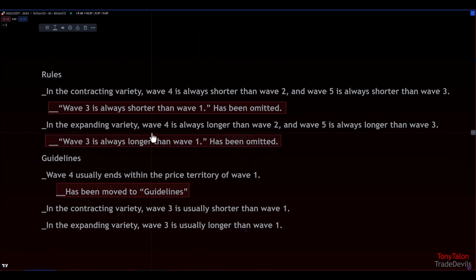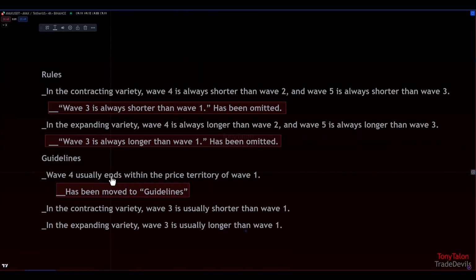In the expanding variety, wave 4 is always longer than wave 2, and wave 5 is always longer than wave 3. Again, there was a line in the old editions, 10 and 11 at least, that stated wave 3 is always longer than wave 1. That has now been omitted from edition 12.